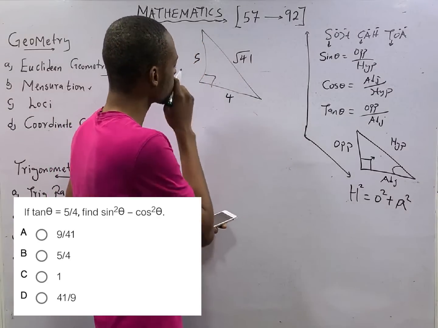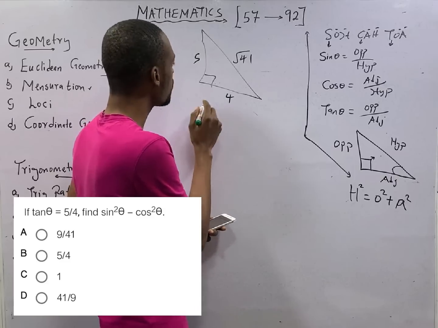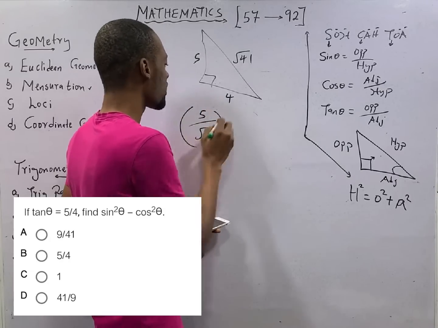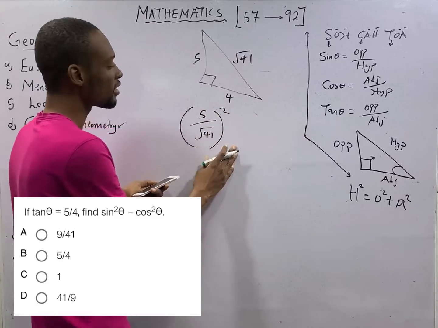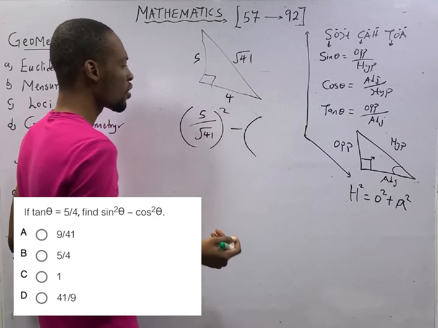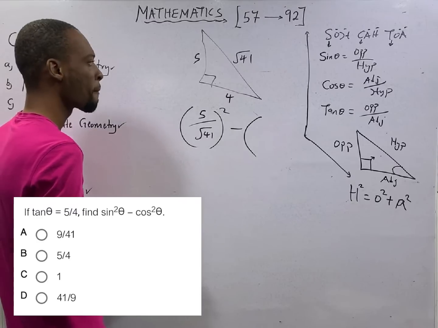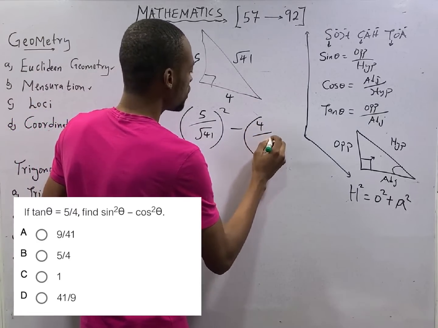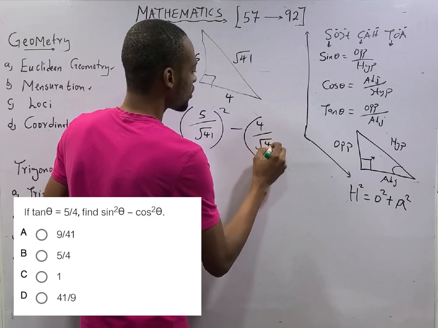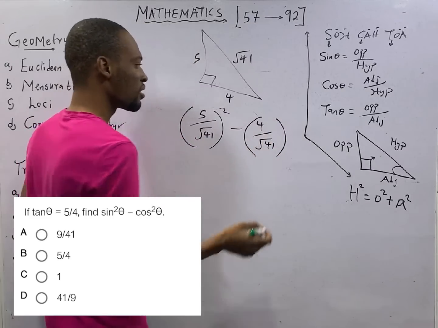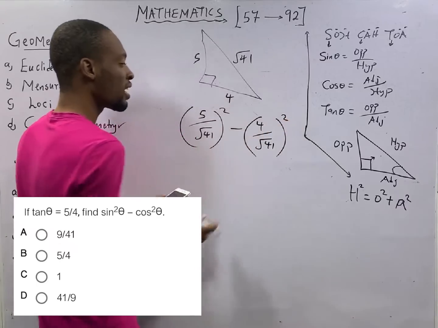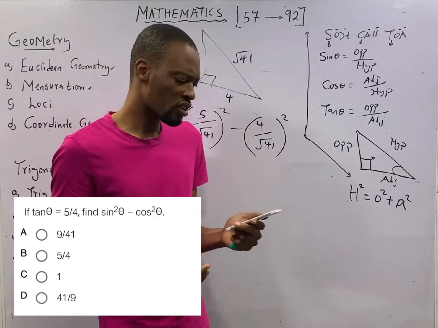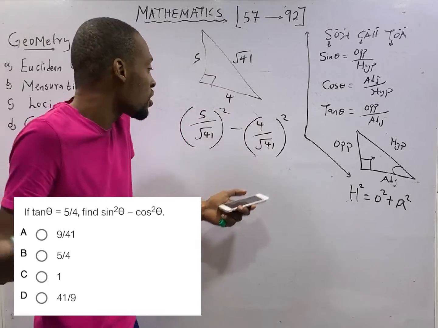Sin theta will be opposite over hypotenuse, 5 over the square root of 41. Cos theta is adjacent 4 over hypotenuse, square root of 41. So sin square theta, or cos square theta rather, is the square of that guy. I think this makes a lot of sense to us.